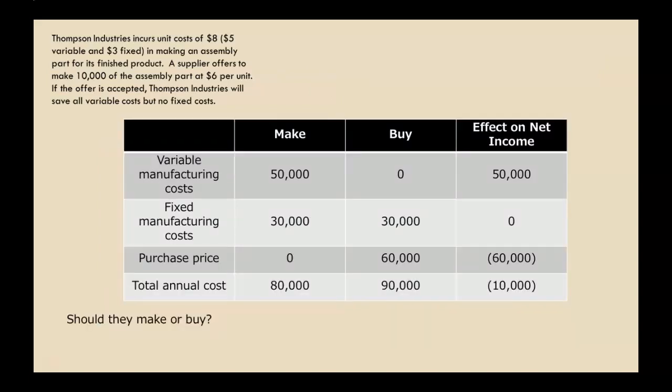So that brings us to part B of this problem, right? Where we have to make the decision now whether we should make the product or buy the product. Well, we just talked about it. If we make the product, our cost is $80,000. If we buy the product, our cost is $90,000. We want to have the lowest amount of cost as possible. So we're going to choose make.